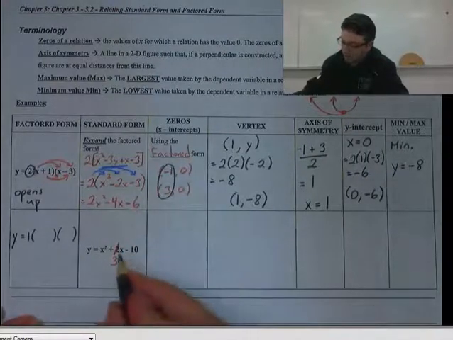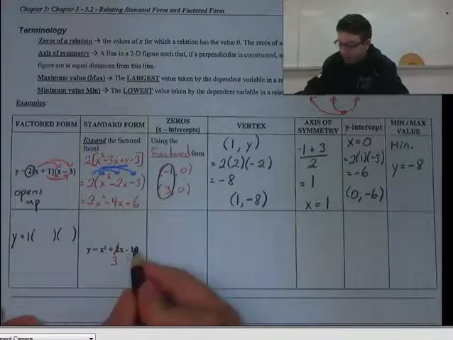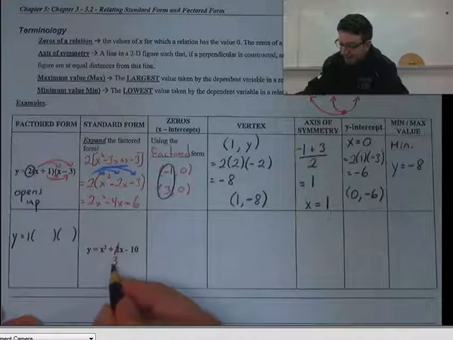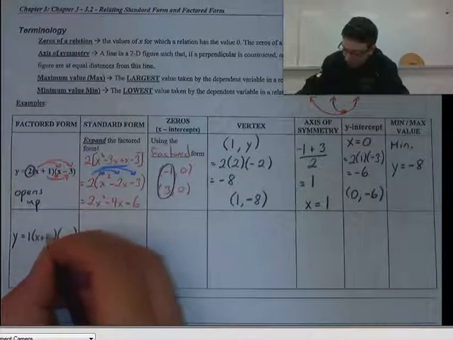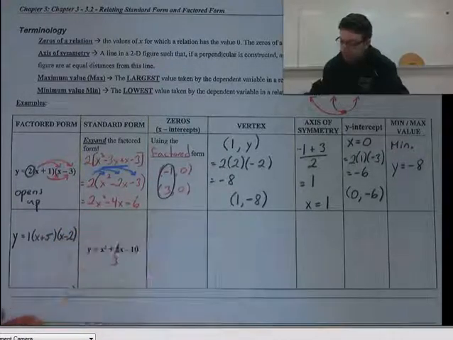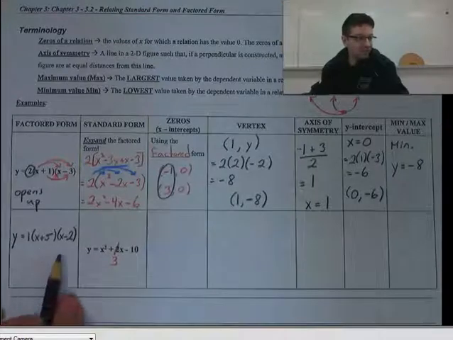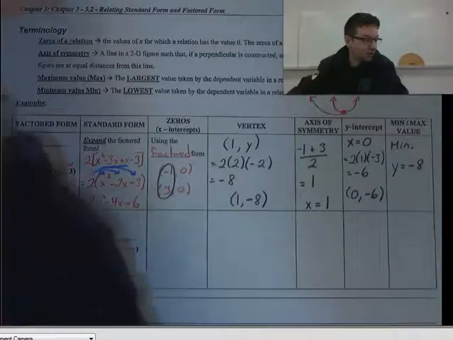So we need 2 numbers that multiply to give us negative 10 and add to give us 3. In this case, we can use 5 and negative 2. So there's what this looks like in factored form. And I'm going to give you a chance to try this on your own. I'll pause it.